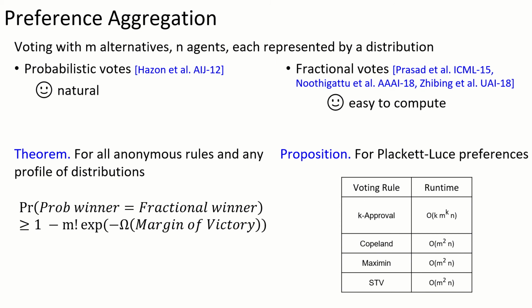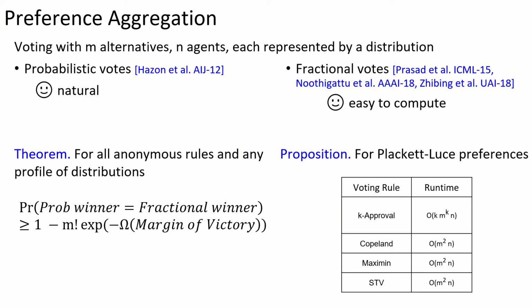Now, most of our theoretical contributions are in the preference aggregation part. In voting with m alternatives and n agents, where each agent's preference is expressed by a distribution over preferences, we can consider a probabilistic approach towards the vote, which would actually seem more natural. This would give a probability distribution over the winners, and this can actually be computed exactly if the distributions are known beforehand, for example by using a dynamic programming algorithm defined by Hazon et al. But this turns out to be computationally expensive.